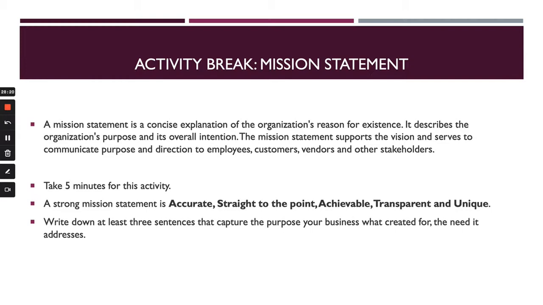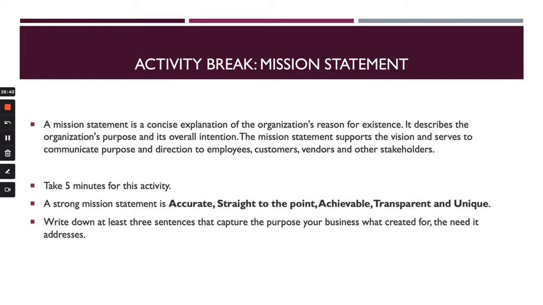This is what this hospital stands for. This is what this restaurant does. This is how they make themselves different, how they make themselves better. It is something that your employers, your customers, your vendors, and all your other stakeholders should understand, that this is what you stand for. So take 5 minutes for this activity.